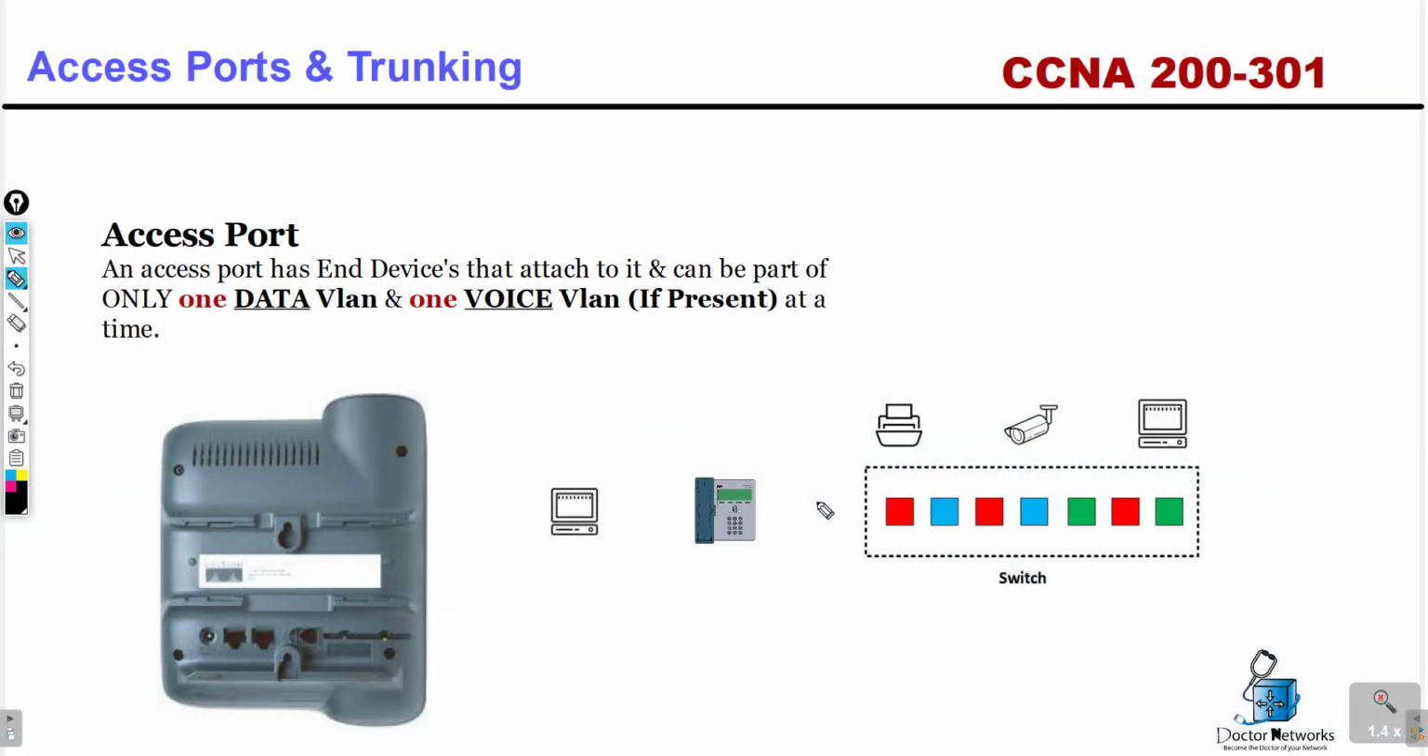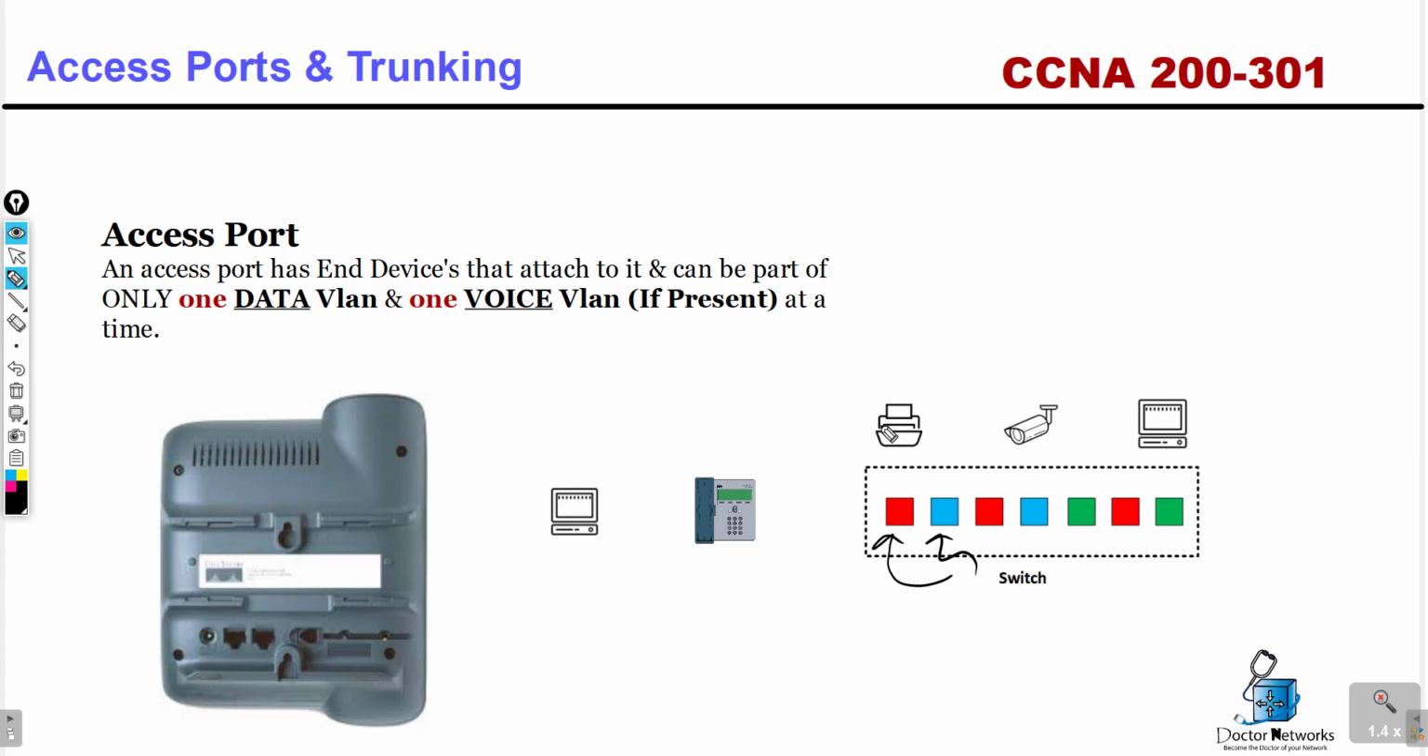The first slide that we're going to go through is the access port. An access port has N devices that attach to it and can be part of only one data VLAN and one voice VLAN, if present, at a single time. To make sense of that, consider a switch with ports configured such that the first port is configured with VLAN red. In reality, you don't have colors, you have numbers, but for education's sake I'm going to say it's colored. The second port is in VLAN blue, and so on and so forth.